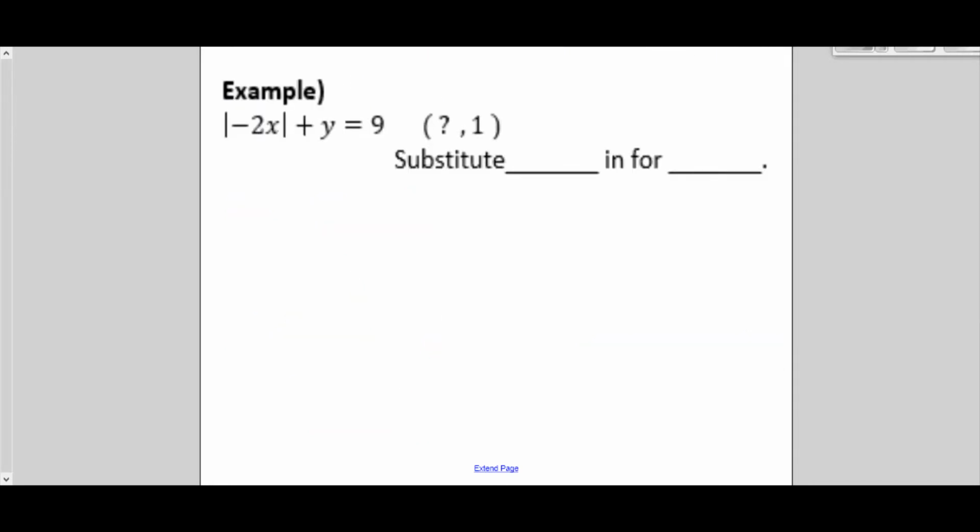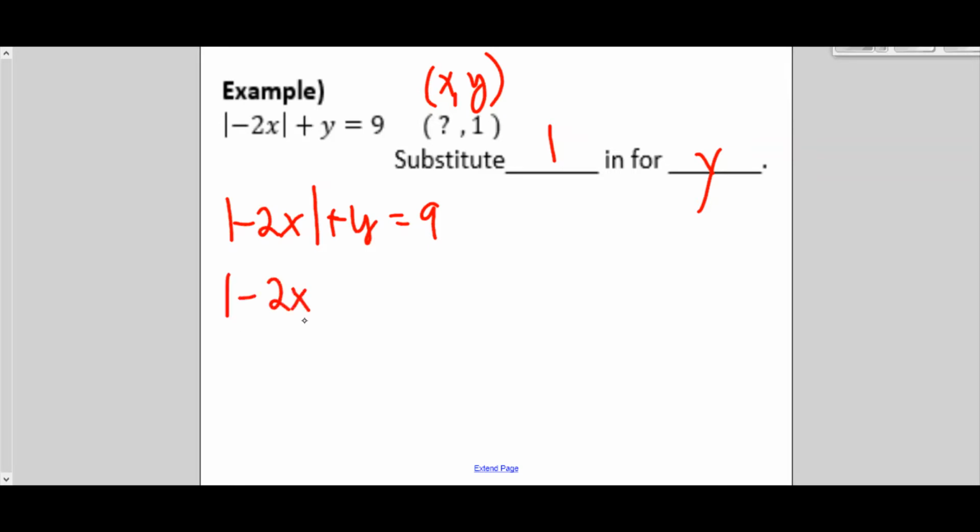This example, the absolute value of negative 2x plus y equals 9. Again, you have an ordered pair, x comma y. This time they give you a y value. The y value that they gave you is 1. So we're going to substitute 1 in for y. So this will be the absolute value of negative 2x plus 1 equals 9.